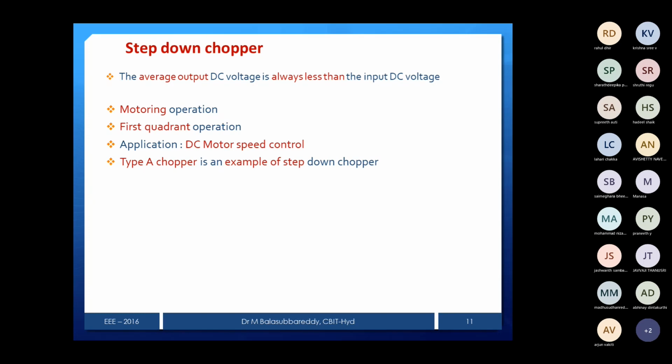These are some of the applications: you can use it in DC motors. It is also a basic chopper with only motoring operation. Why do I call it a motoring operation? Anybody? Motoring operation in the sense that here we can notice that voltage and current are positive, so the DC power is positive. That means it is a motoring operation.